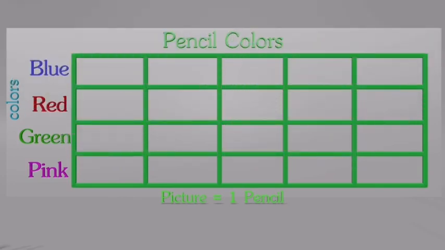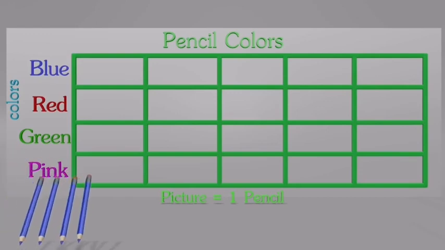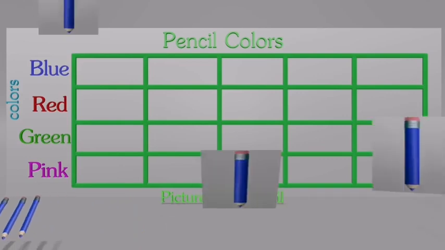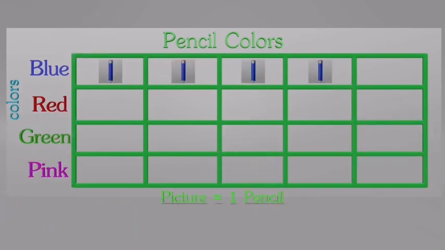All right, now we can put the data on our graph. Let's start with the blue colored pencil. How many blue pencils do we have? We have 4. Great job! So I will use 4 pictures to represent the 4 blue colored pencils we have.